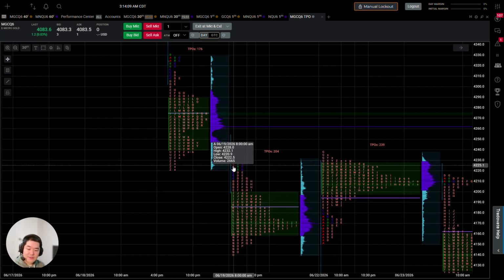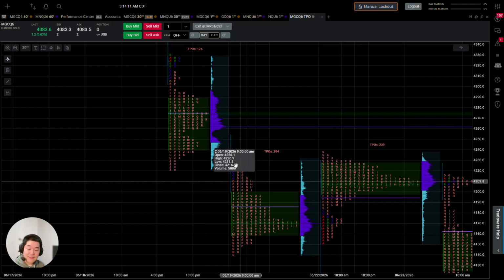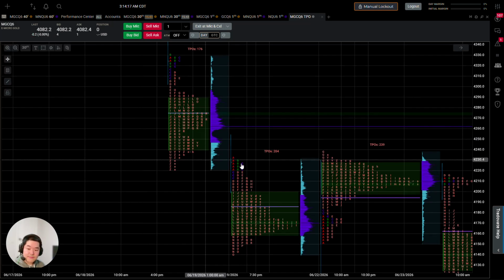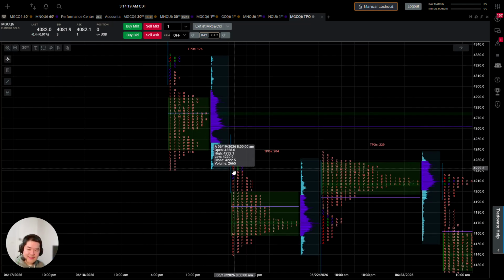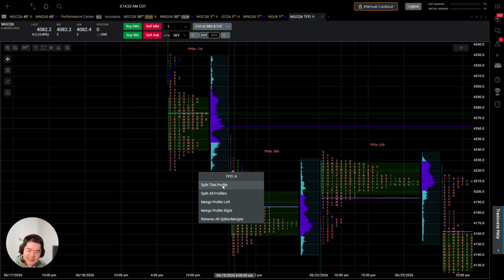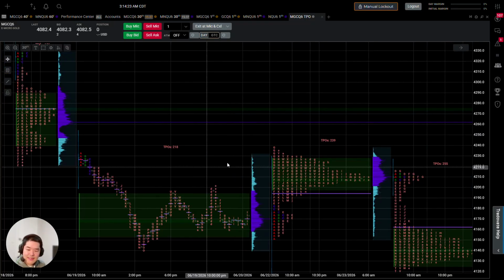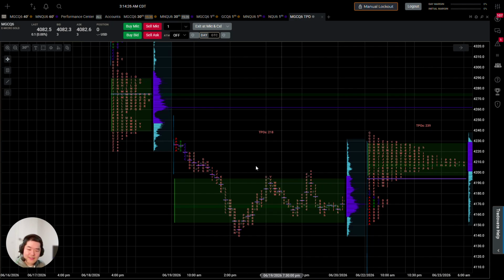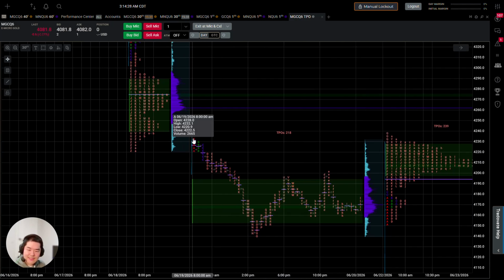Now, what we can also do is we can split this TPO chart. So by clicking on this letter, we can hit split this profile and we break the profile up. So now we can see each individual 30-minute period.